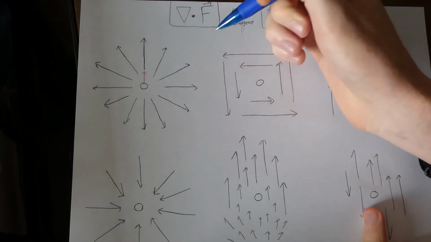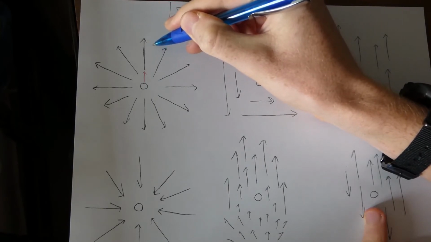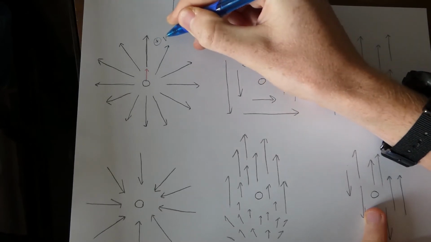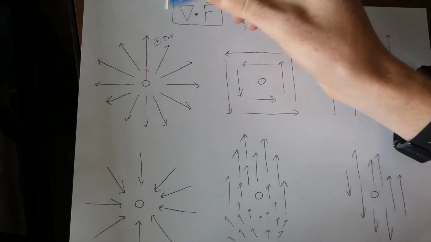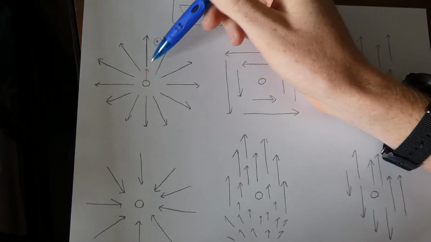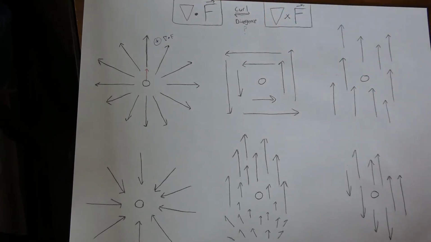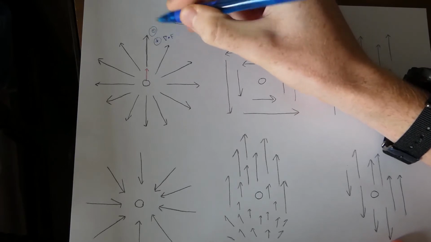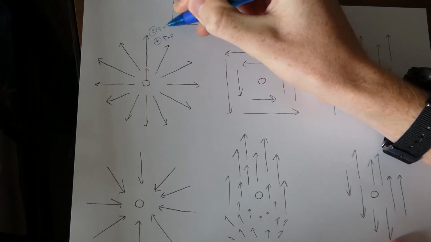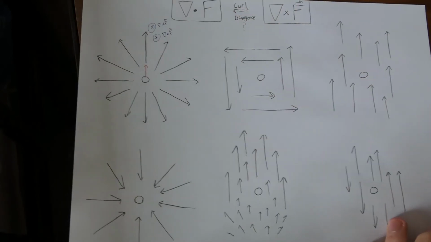Now you can see, since they're pointing in the same direction, that's going to be positive for del dot f. But now you can think, if you're to take the cross product between these two vectors, it would be 0 because they're pointing in the same direction. So we have 0 for del cross f.